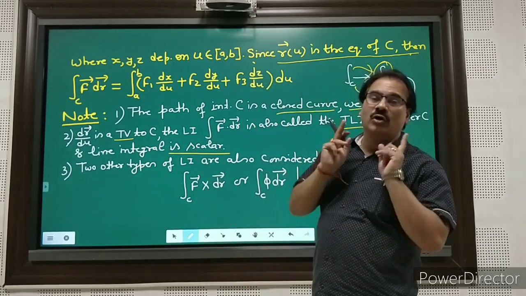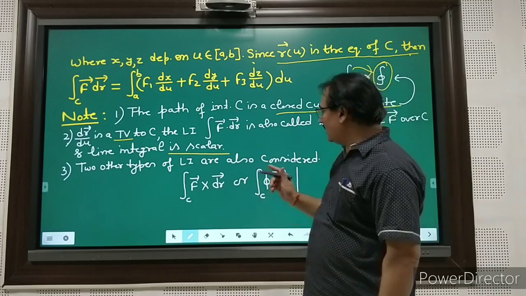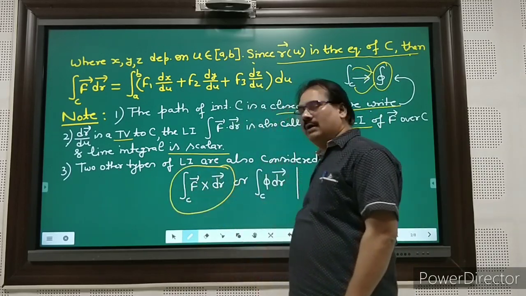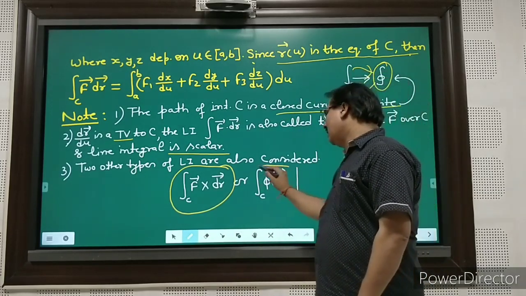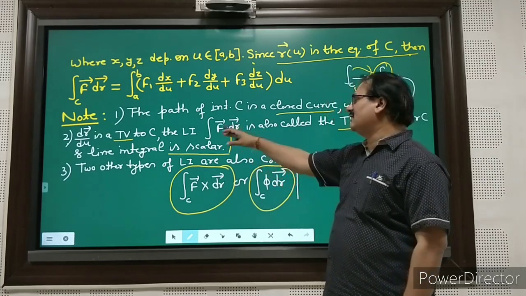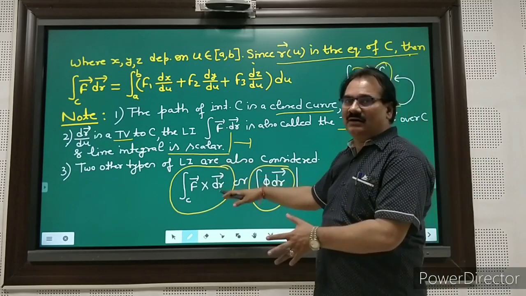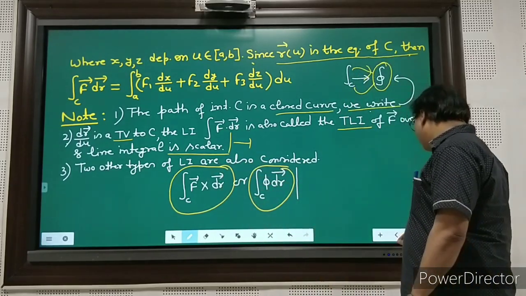But there are two more forms of line integral of another type: f cross dr, and phi dr. What is the difference? In the earlier case the line integral is a scalar, but here the line integral is a vector. Okay, so this is all about the line integral.